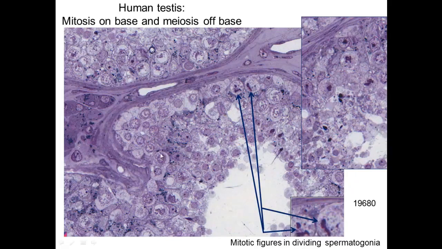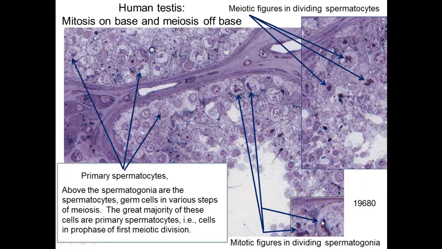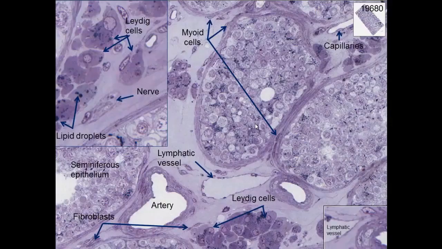If we look along the base where the spermatogonia are, we can see mitotic figures. So these are mitotic figures in the spermatogonia, as opposed to these guys. These are meiotic figures where you have dividing spermatocytes. So dividing spermatogonia versus dividing spermatocytes. It has to do with whether they're on the base or up off the base, in terms of location in the height of the seminiferous epithelium, because as they move forward, they mature.